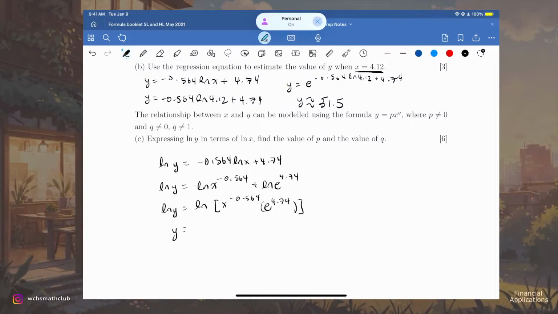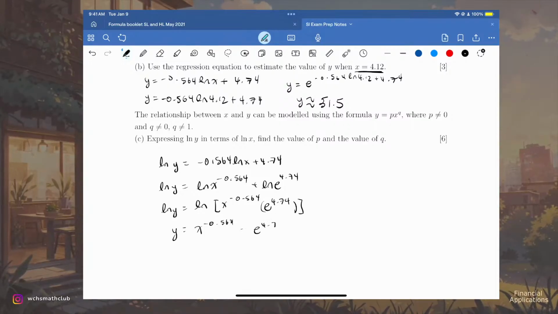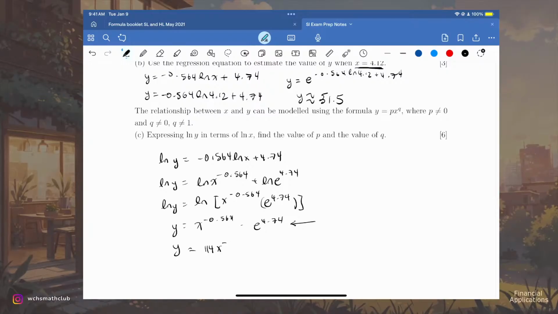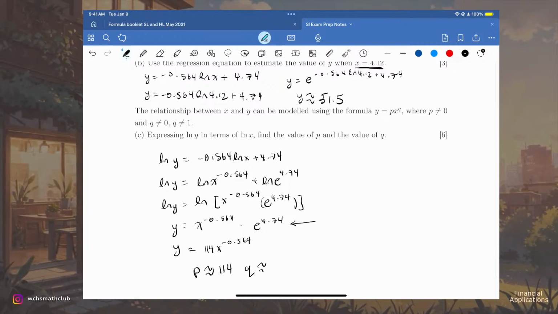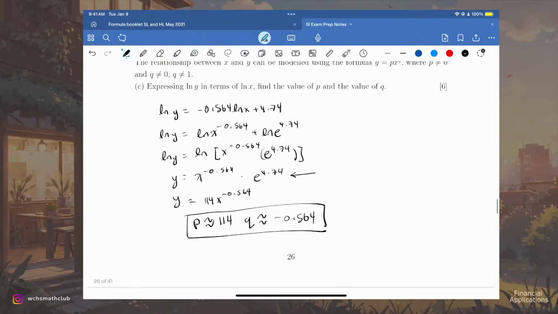So then y is just equal to x to the power of negative 0.564 times e to the power of 4.74. And therefore, by using your calculator to figure out the e value, it's really just y is equal to roughly 114 times x to the power of negative 0.564. So p will be roughly 114 here, while q will be roughly negative 0.564. And that can be your answer to the problem, and you can just square it off right there.